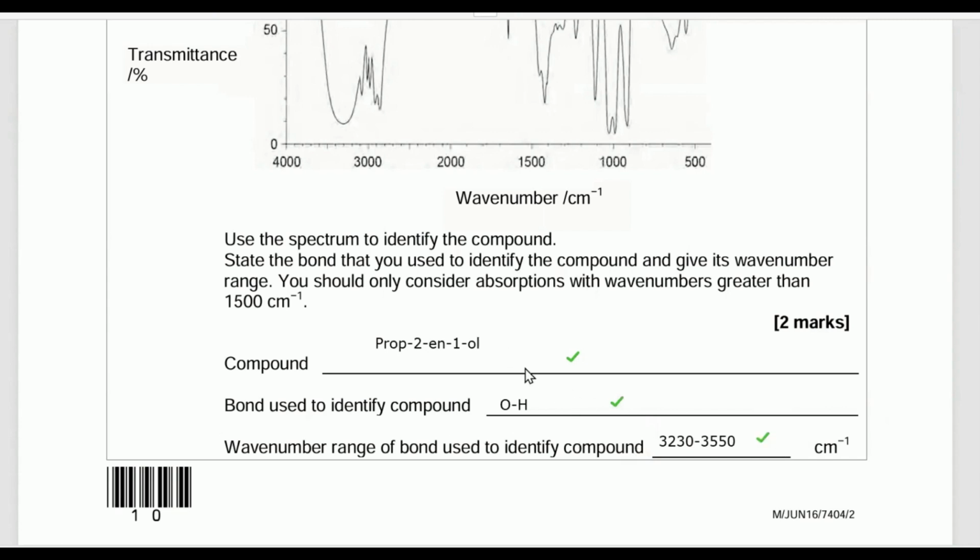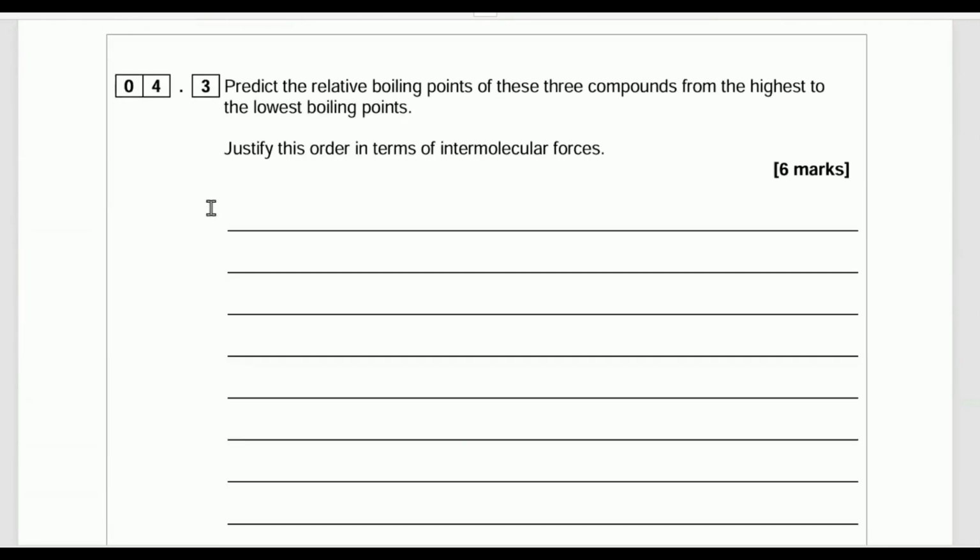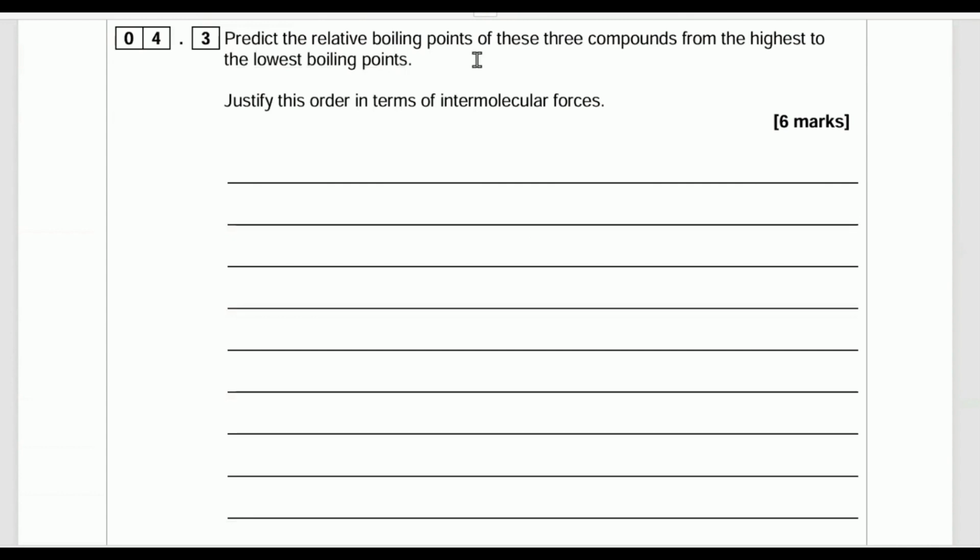To get this, you probably need two of these for 1 mark, and all three will get you all 2 marks. Okay. 4.3. Predict the relative boiling points of these three compounds from the highest to the lowest boiling points. Justify this in terms of intermolecular forces.